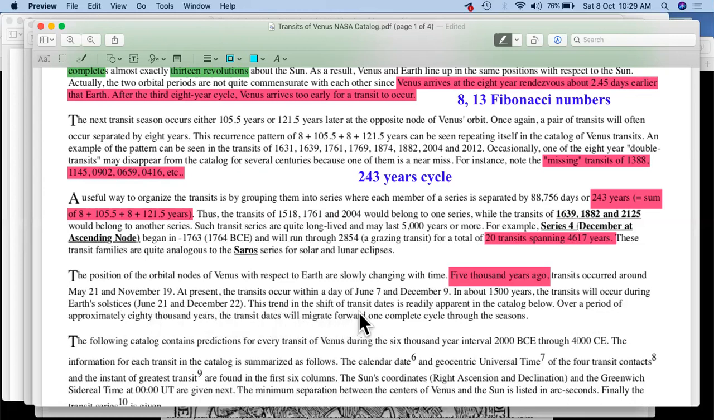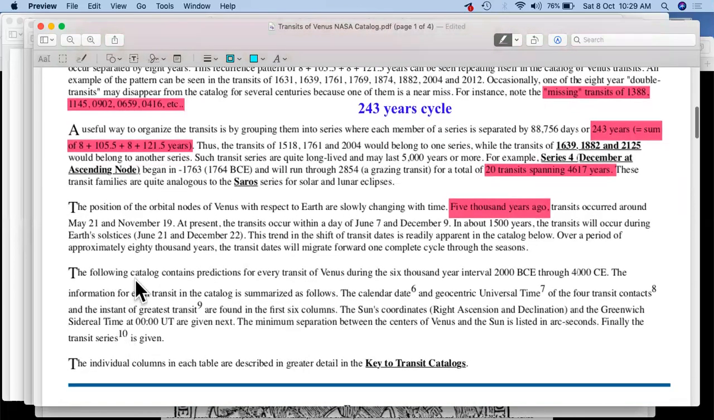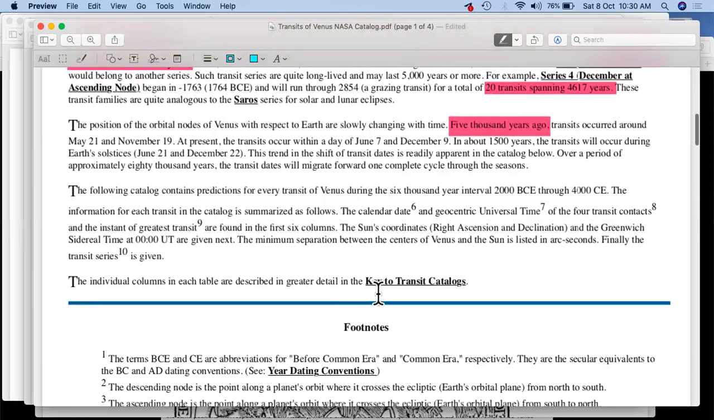This trend in the shift of transit dates is readily apparent in the catalog below. Over a period of approximately 8,000 years, the transit dates would migrate forward one complete cycle through the seasons, right? To understand how these transits do happen and what are the changes which would be happening, the following catalog contains predictions for every transit of Venus during the 6,000 year interval, 2000 BCE through 4000 CE, right? So the information for each transit in the catalog is summarized as follows. So the dates and rest of the things have been given, right?